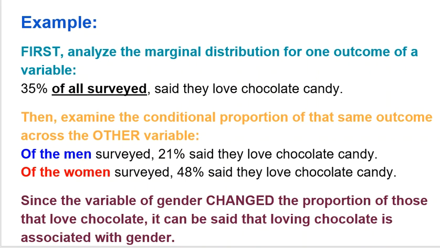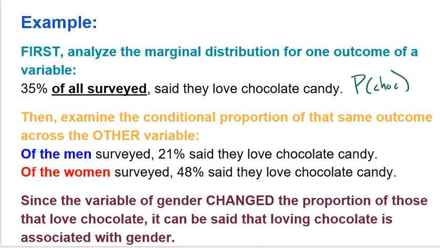So I'm going to look at chocolate, and I'm looking at all the people surveyed. I crunch the numbers, and 35% love chocolate. Marginal has nothing to do with gender. 35% like chocolate. Then I examine the conditional proportion of that same outcome across the other variable. I'm still going to focus on chocolate, but I started with the marginal, which asked what proportion love chocolate. Now I'm going to look at the conditional, still focusing on chocolate, but across the other variable of gender.